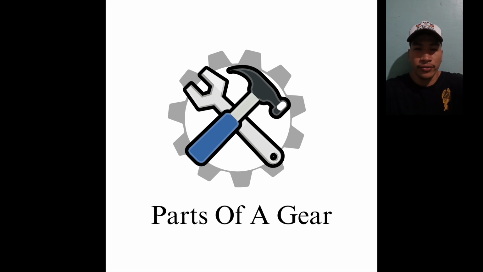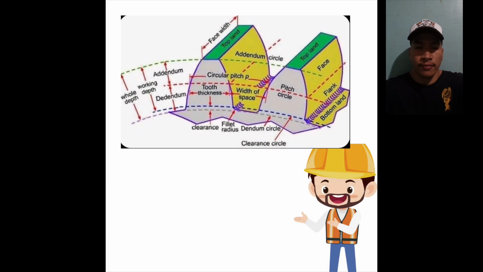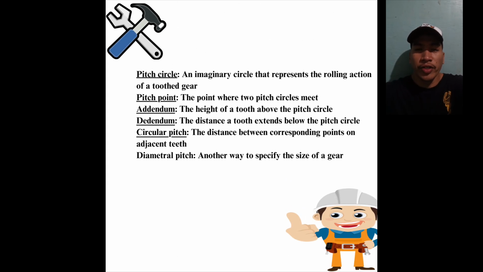Parts of gear. This image shows the parts of gear. There are many parts of gear. The first is the imaginary circle that represents the rolling action of a toothed gear, called the pitch circle. The point where two pitch circles meet is called the pitch point.